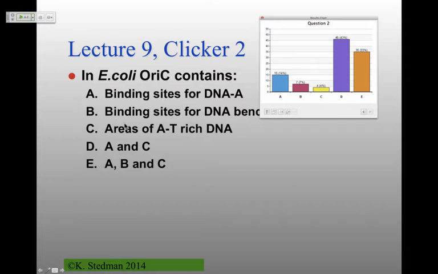But yeah, so binding sites for DnaA, areas of AT-rich DNA. Both are correct. The question, of course, is whether there are binding sites for DNA bending proteins. The answer there is also yes. And the point with this is really that it's about DNA structure as well as just the binding sites. So it's not just your linear piece of DNA, it has to have a specific structure to it.